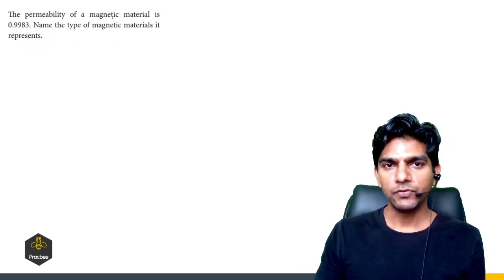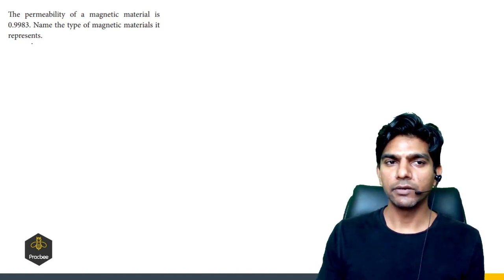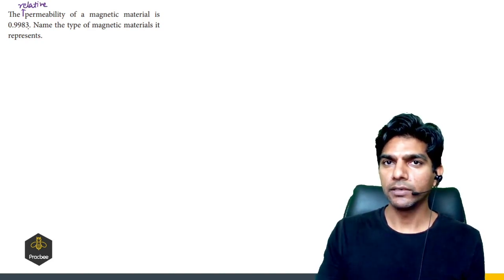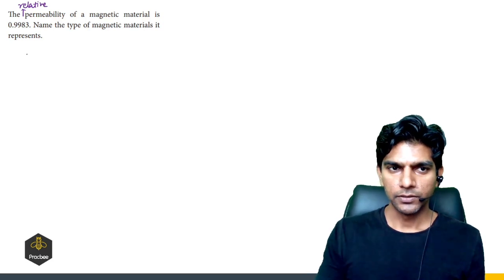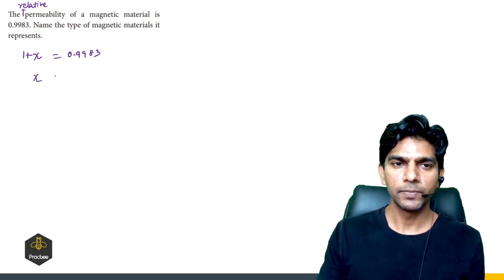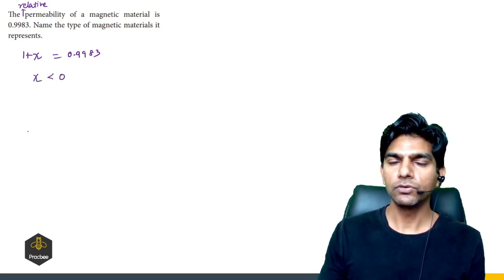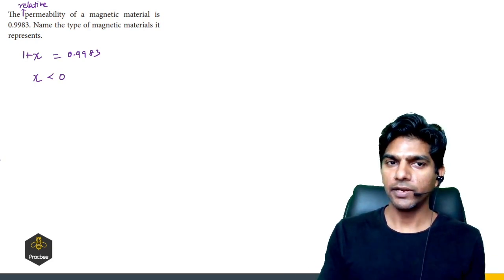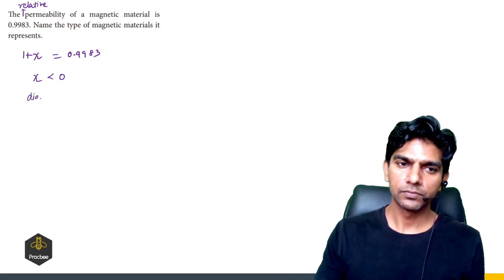The permeability of a material is 0.9983. Name the type of the material it represents. I think they are talking about relative permeability, right? So relative permeability is 0.9983. So it means 1 plus chi is 0.9983. So we can say chi is less than 0. So chi is negative. So we have negative chi value for diamagnetic material. So this material will be diamagnetic.